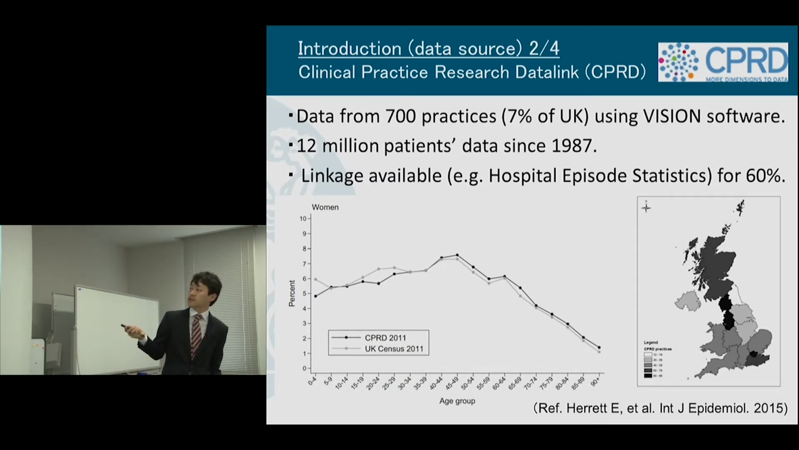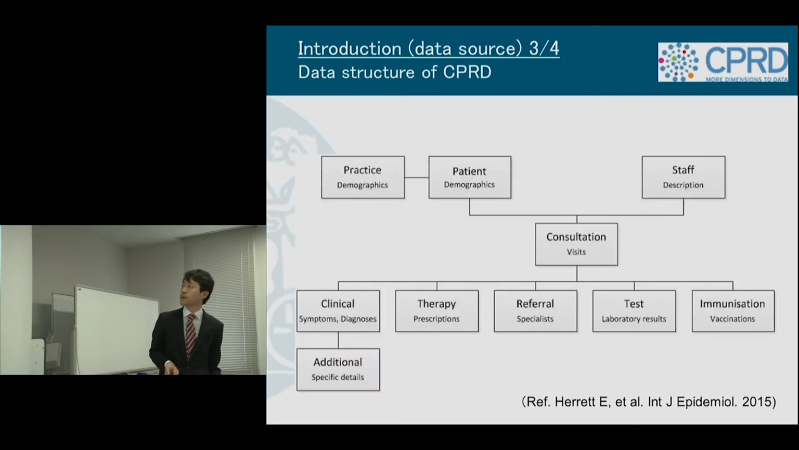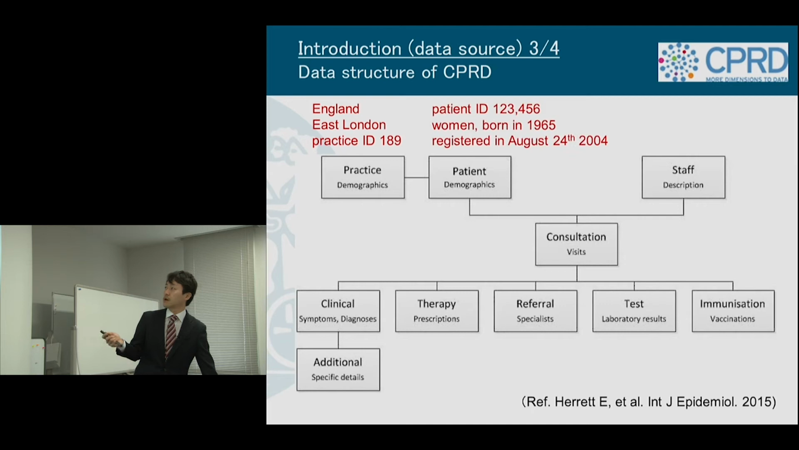And another strength of the database is linkage to inpatient database as well as cancer registry and myocardial infarction registry for 60% of the cases in CPRD. And this is a kind of data structure of CPRD, which may be similar to Japanese JAMDAC database. So for example, women born in 1965 registered in August 24th, 2004 in practice number 189 in East London of England.